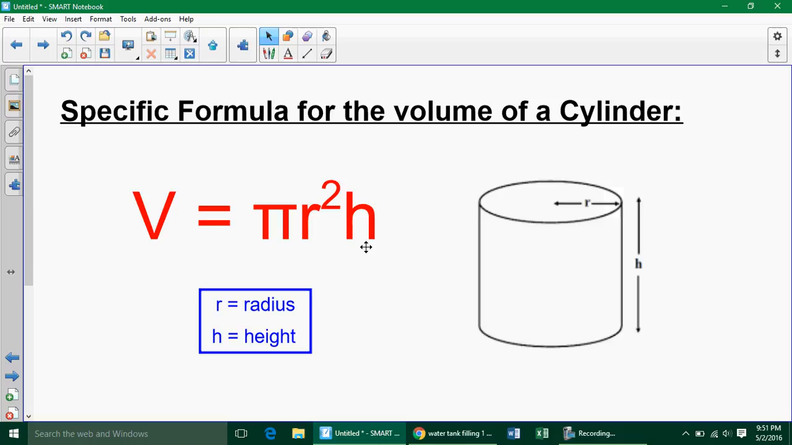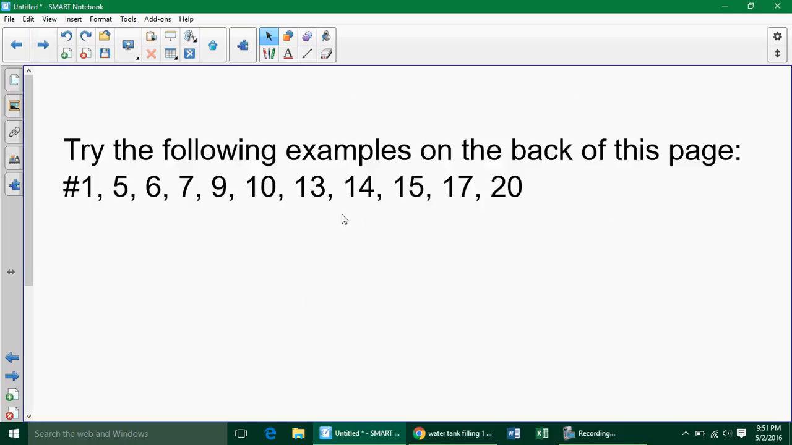So that's it for volume, okay? What I want you to do now is to try the following examples on the back of your page using the information that you just came up with, okay? If you finish early and want to try some of the other problems, by all means, I would be very, very supportive of that. But please make sure you're working through these independently, and please make sure that you're doing your personal best. All right, good luck.